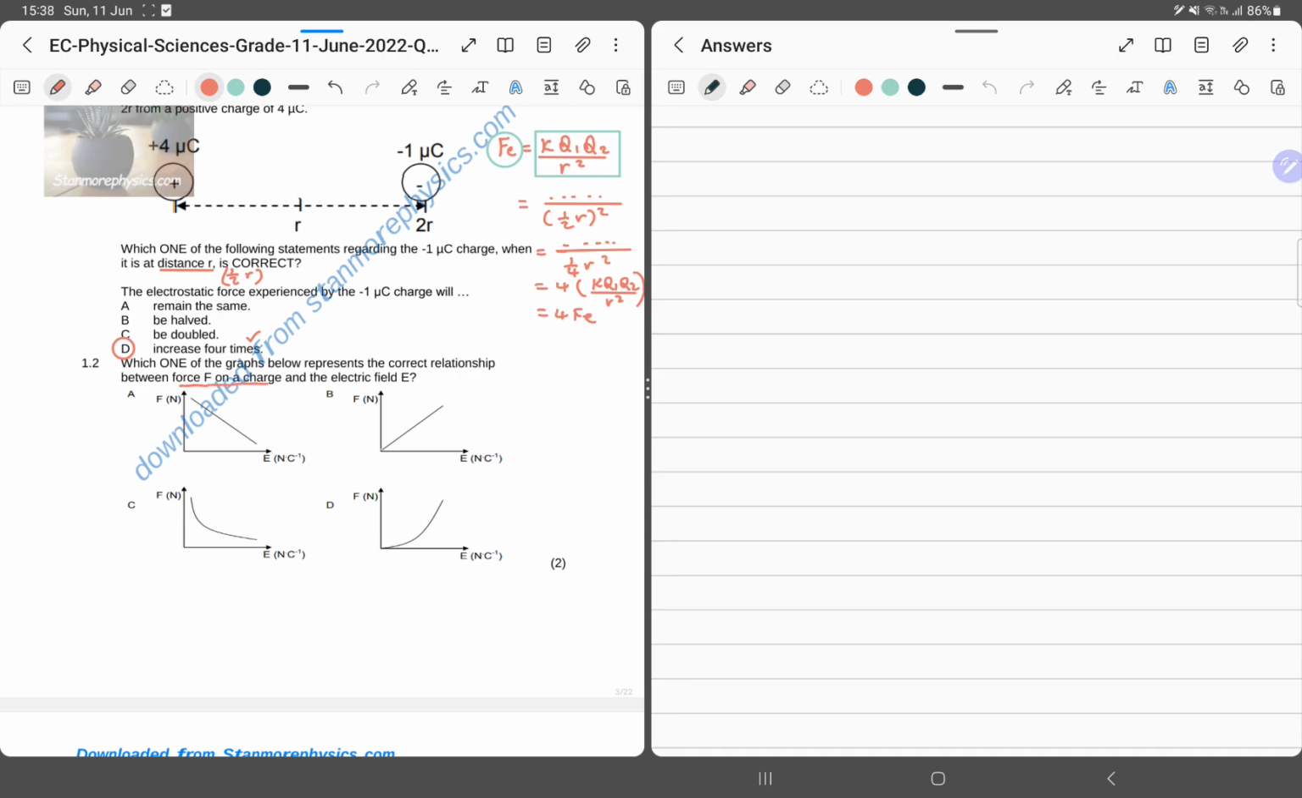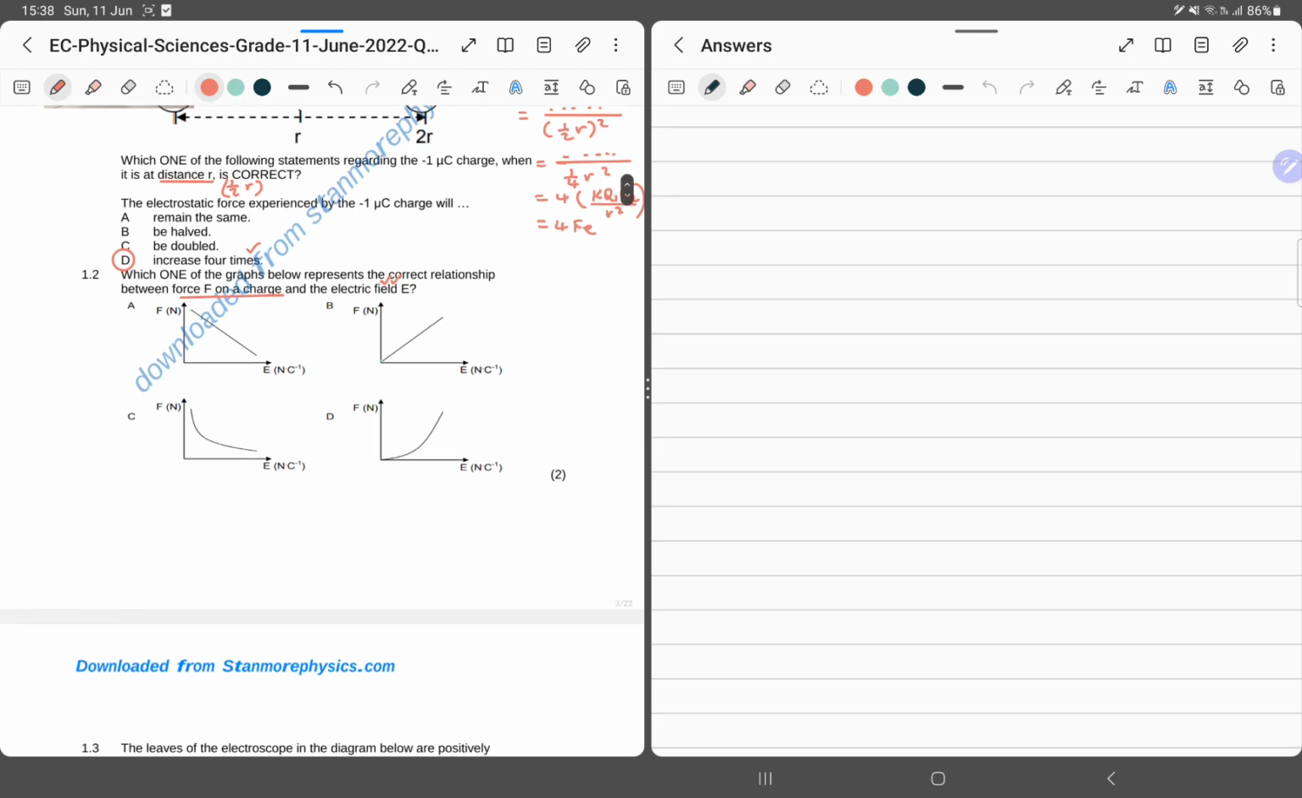So if we're talking about force on a charge, it's an electrostatic force, and the electric field E. Now we understand that the electrostatic force is defined by the charge multiplied by the electric field: F equals QE. Or you can say an electric field at a point is the electrostatic force experienced by that charge in that position, because E is going to be F over Q.